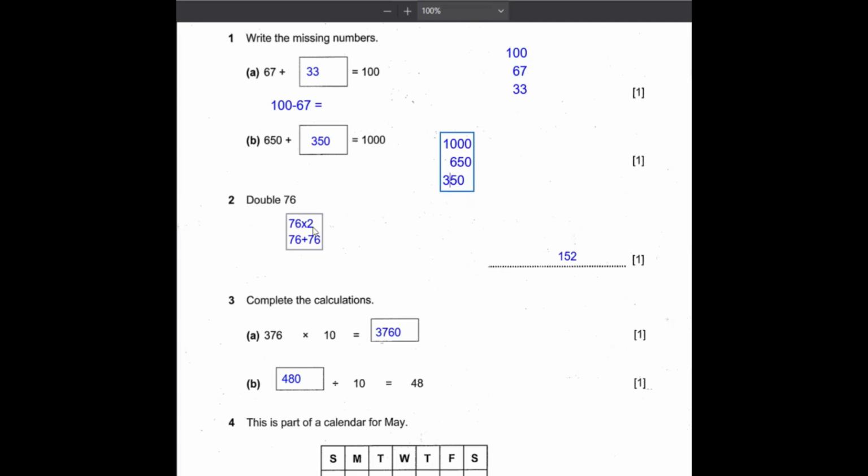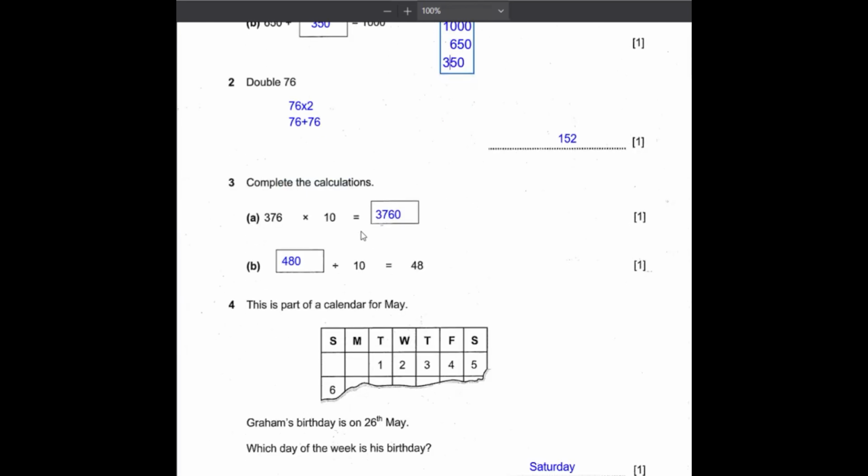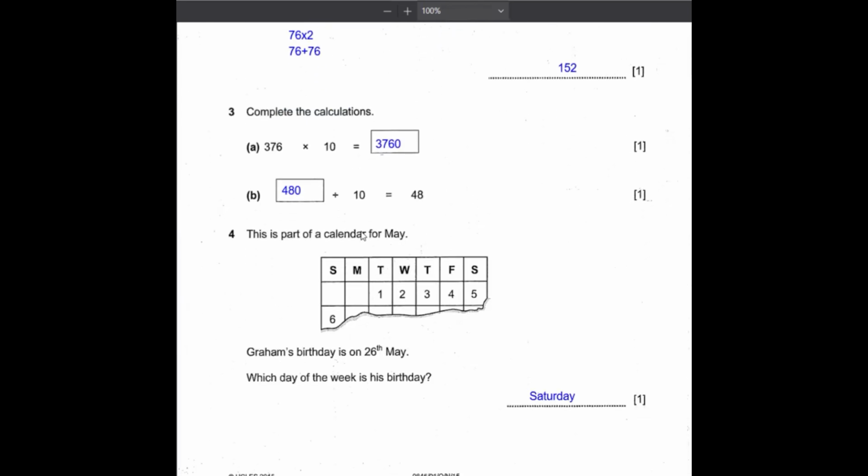Whenever they ask you question number 3, double 76, when you're doubling a number, either you multiply it by 2 or you add it to itself. If you'd like to multiply by 2, 2 multiplied by 6 is equal to 12, so 2 and you carry over 1. And then 2 multiplied by 7 is equal to 14 plus the one that you carried over is equal to 15, so 152. Or you can add it to itself.